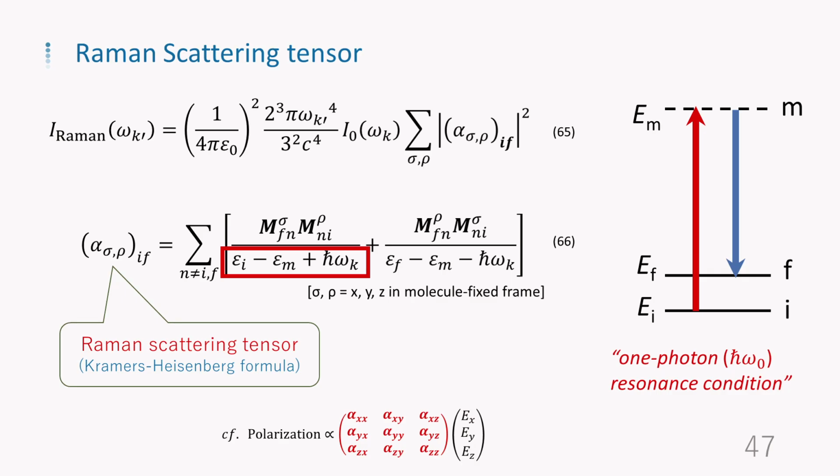And rho and sigma correspond to xyz, xyz. Totally 3 by 3. It explains 9 independent components. Actually, not independent, but 9 components. So this is the same form as the polarizability tensor. So this is a form of the tensor, the Raman scattering tensor. This is another way of writing the Raman scattering intensity.